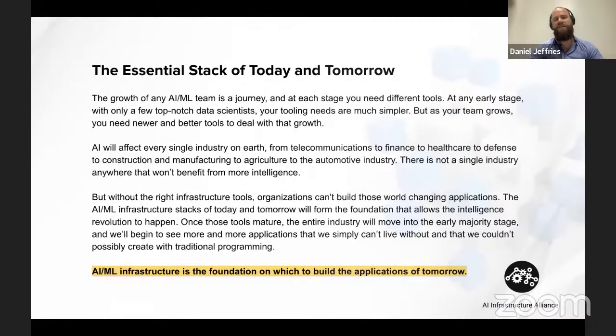AI is really going to affect every single industry on Earth: telecommunications, finance, healthcare, defense, construction, manufacturing, agriculture. There really isn't a single industry anywhere that's not going to benefit from being more intelligent. Nobody is sitting around saying, "I wish my supply chain was dumber." They're all saying, "I wish it was smarter." But without the right infrastructure tools, organizations just can't build these world-changing apps. The AI/ML infrastructure stacks of today and tomorrow will form the foundation that allows the intelligence revolution to happen.